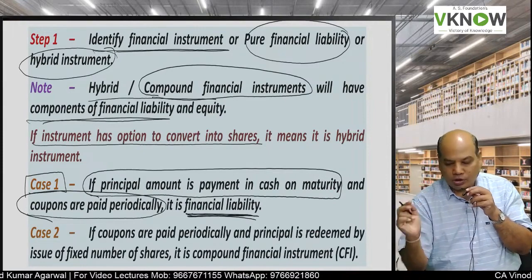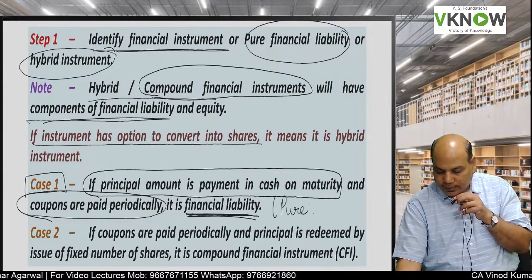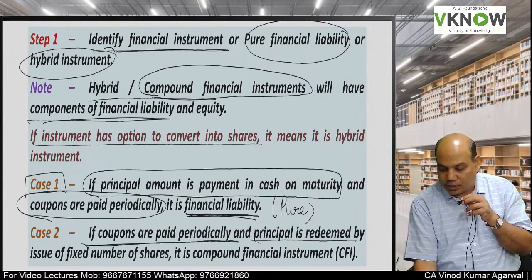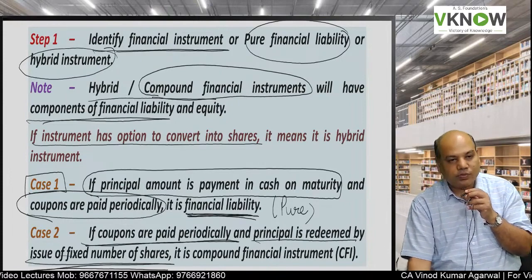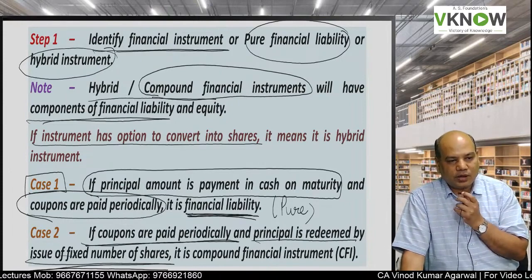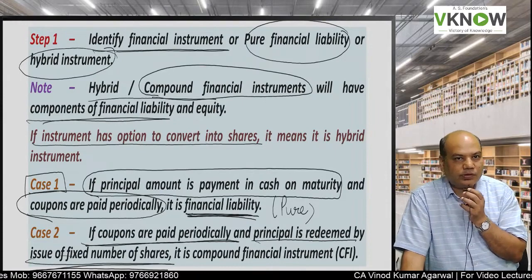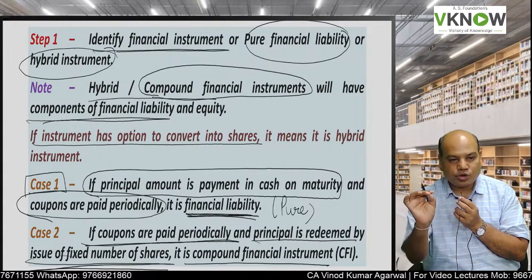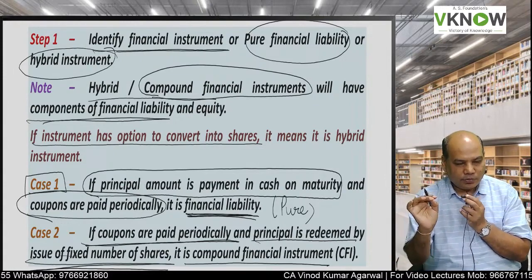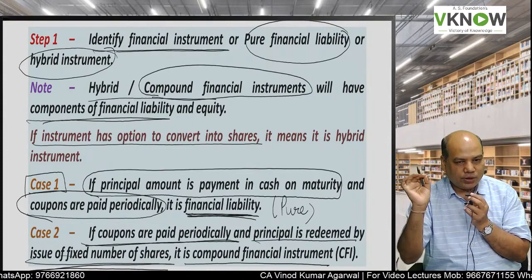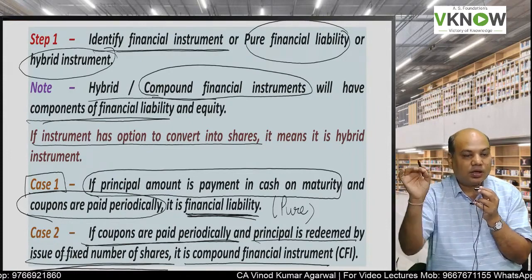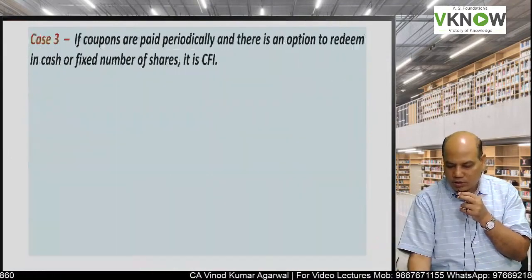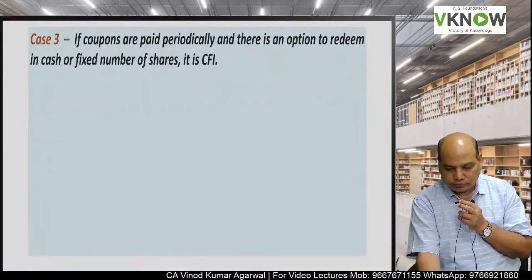If coupons are paid periodically and principal is redeemed by issue of a fixed number of equity shares, as we have studied today, a fixed number of equity shares means an equity component, then the interest portion is liability and the redemption portion, which is in a fixed number of equity shares, is equity. Therefore, a combination of liability and equity is a compound financial instrument.